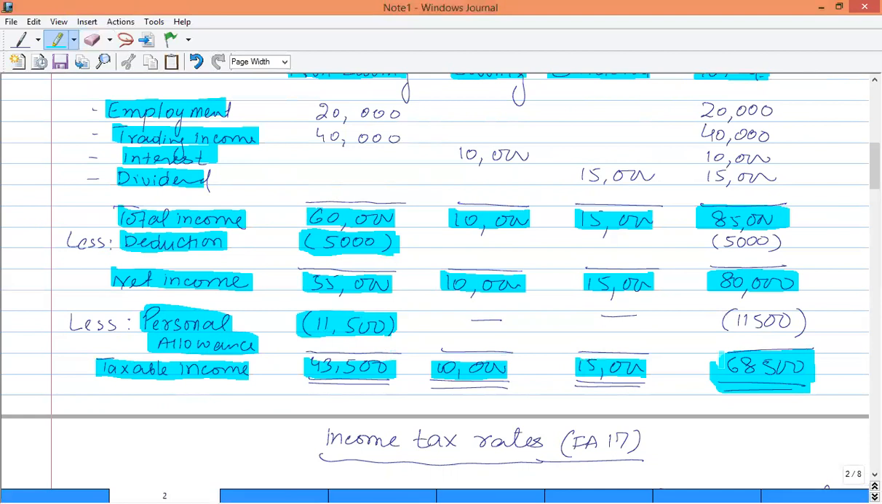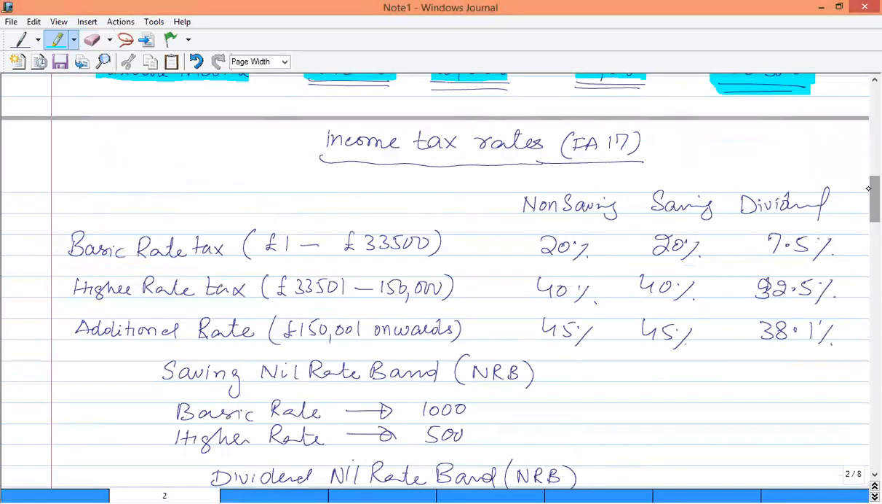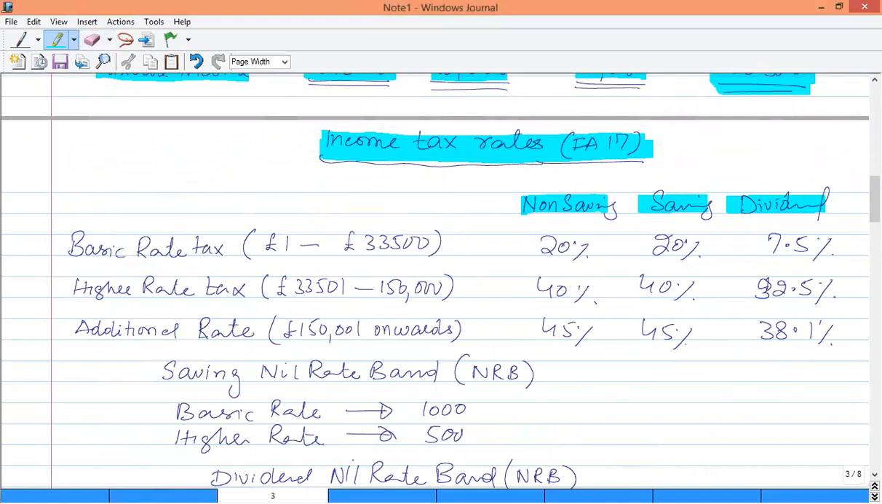From this total value, we will be judging whether the person is a basic rate taxpayer, a higher rate taxpayer, or an additional rate taxpayer. These income tax rates will be given to you in the tax sheets that will be provided in the exam. There are three types of income: non-saving, saving income, and dividend income. And there are three types of taxpayer.